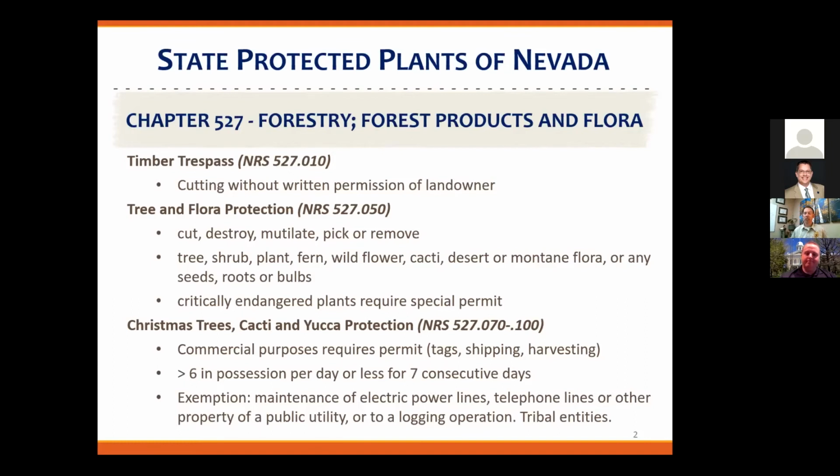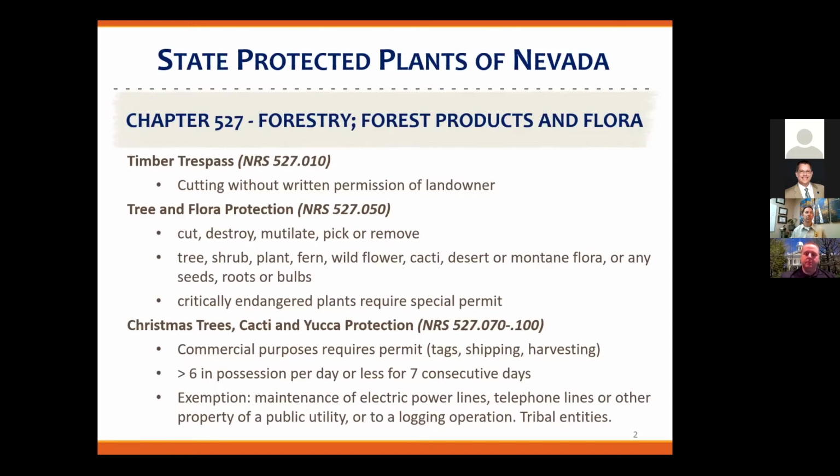One of the first things we get into is timber trespass. That's pretty easy. Don't cut other people's trees without their permission, right? So we don't really get into that too often. Usually it's by accident. People don't realize where their property boundaries are, that sort of thing, and accidentally drift. So we don't get into that quite a bit, and it's a really easy one to understand.